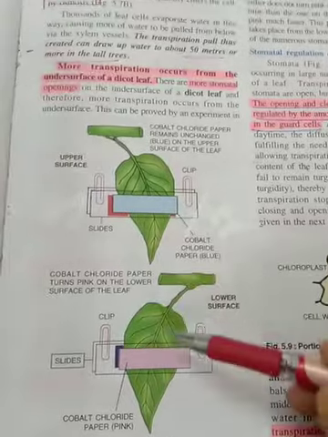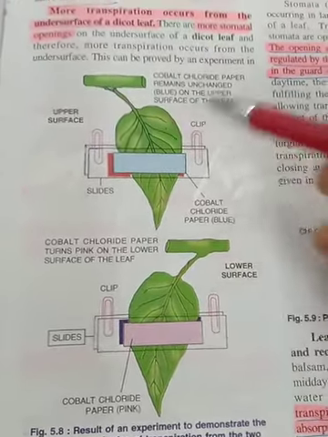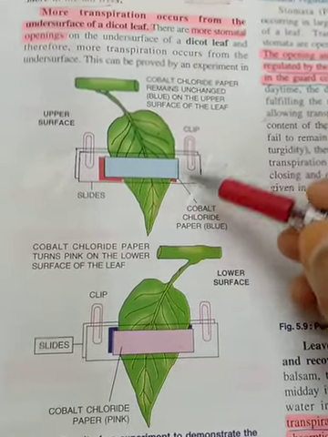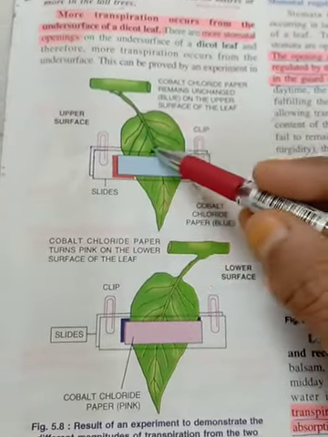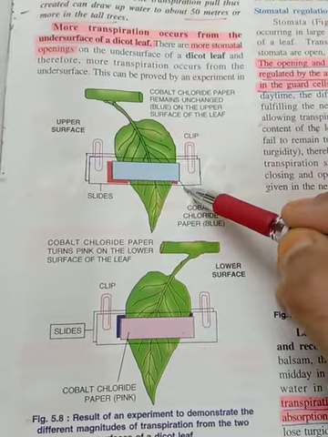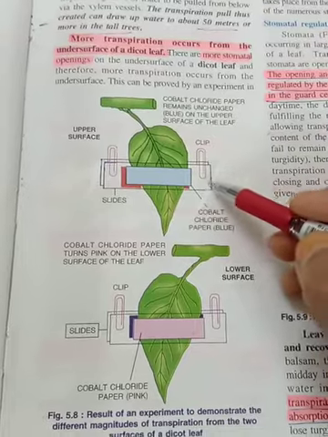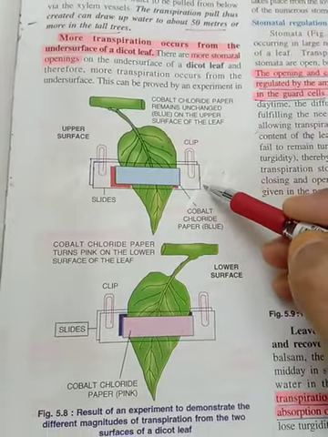Alright, so what you will see is that the ventral surface of the leaf, that is the upper surface, right? What will it do? It will either remain blue or it will change to a very, very light pink color, and that too in a very delayed time. The reason? The stomata are less, so therefore less transpiration.